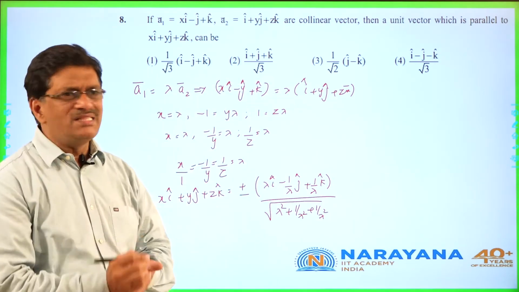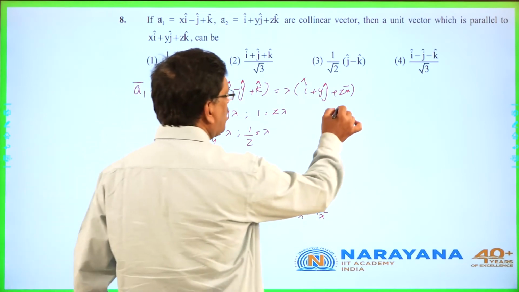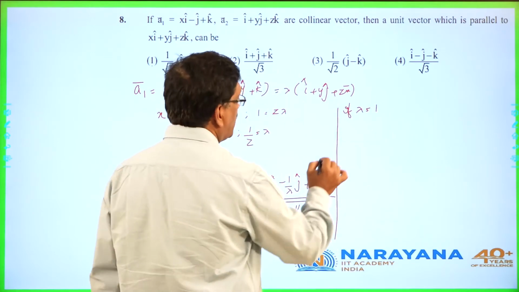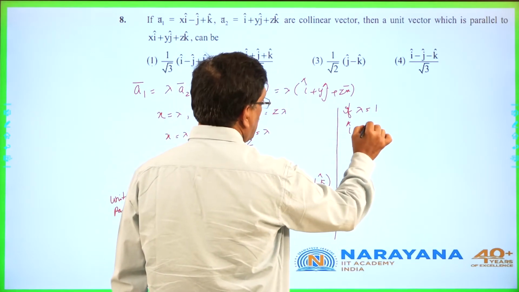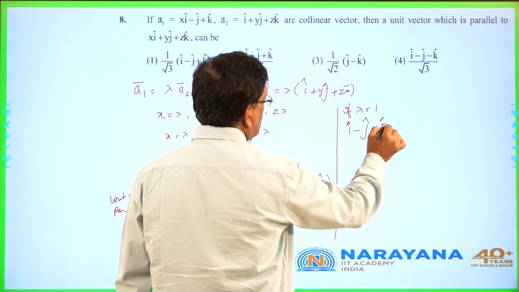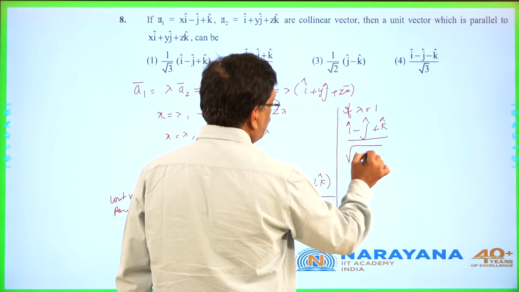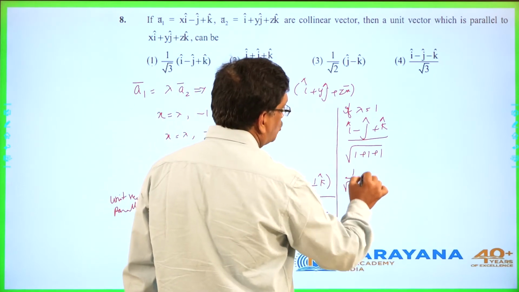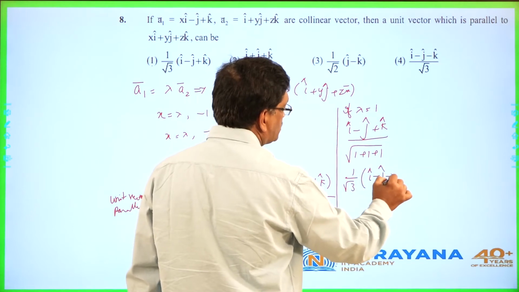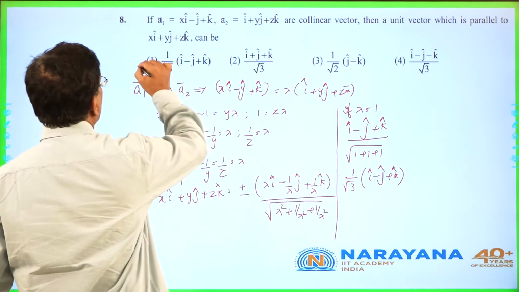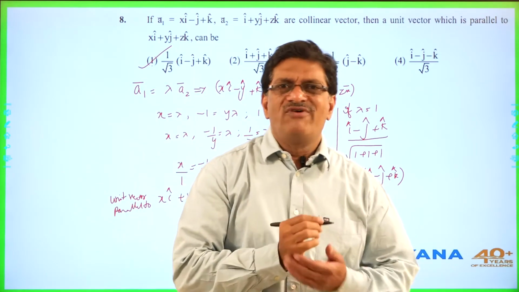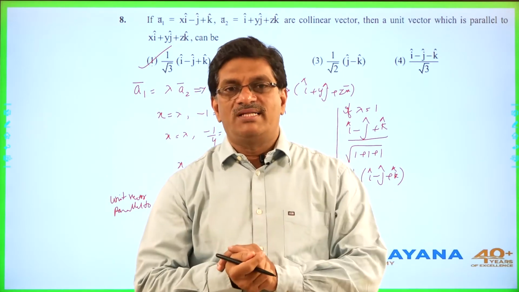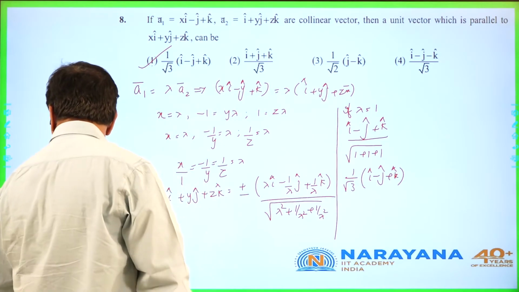But since he has given options in these cases, let us take any one value for lambda. If lambda equal to 1, then it is i minus j plus k by root of 1 plus 1 plus 1. That is 1 by root 3 times (i minus j plus k). That is this option. So one vector is collinear with the other means one is a scalar times the other. Remember that one. Next, let us go to the next question.